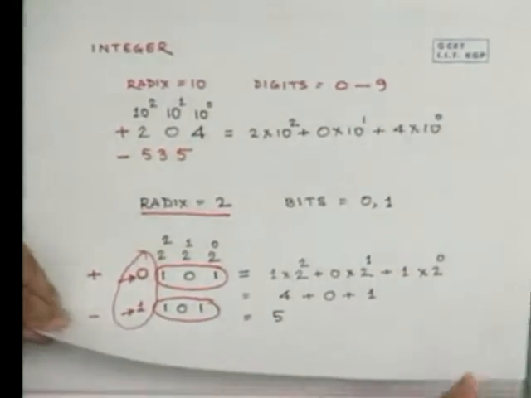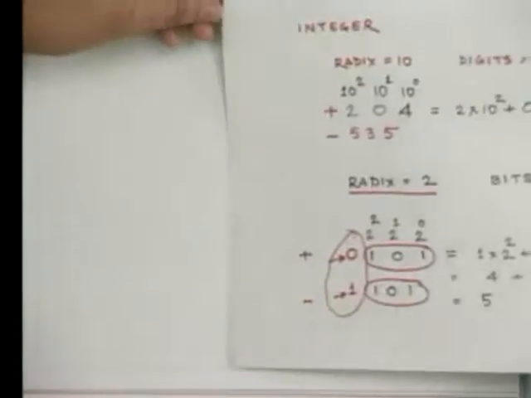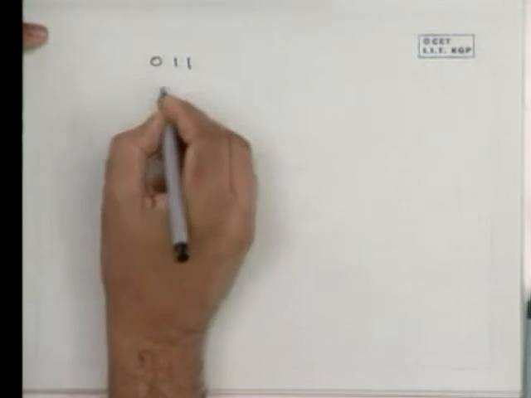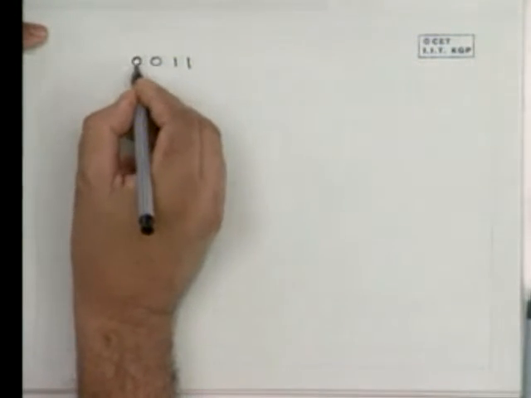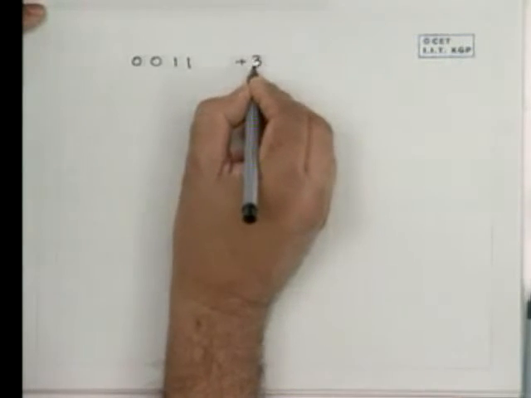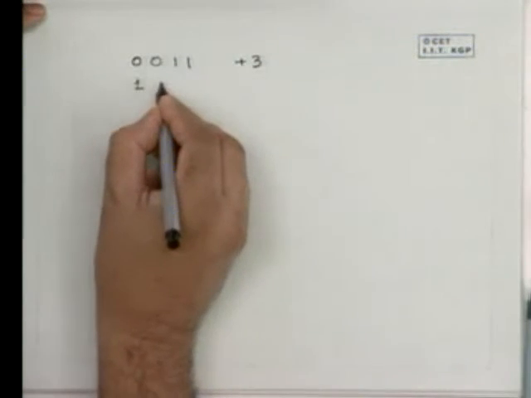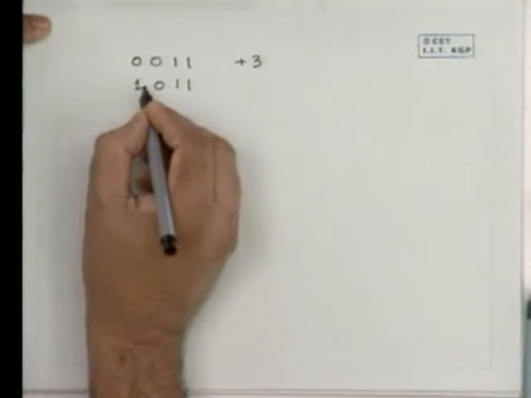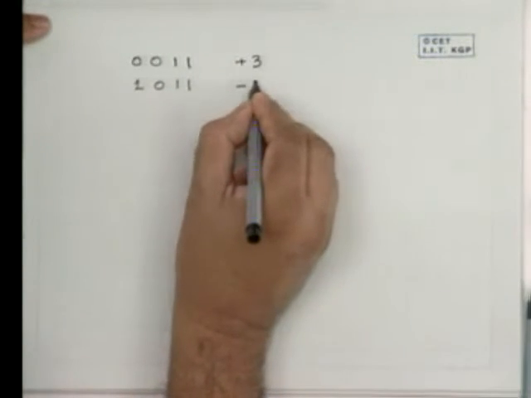Say for example, we are talking about a 4-bit number. In the case of a 4-bit number, if I write 0, 0, 1, 1, the most significant bit being 0, this is our plus 3. And if I write 1, 0, 1, 1, the most significant bit being 1, we call it minus 3.